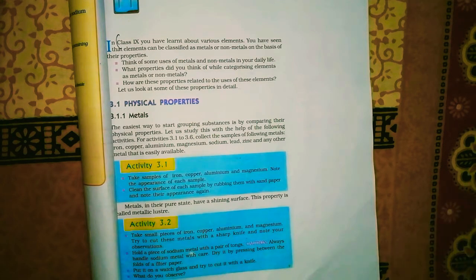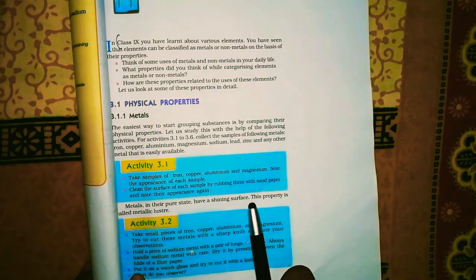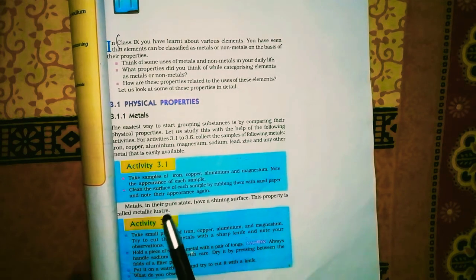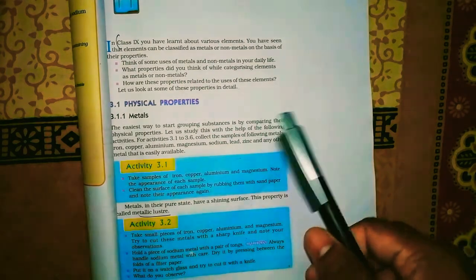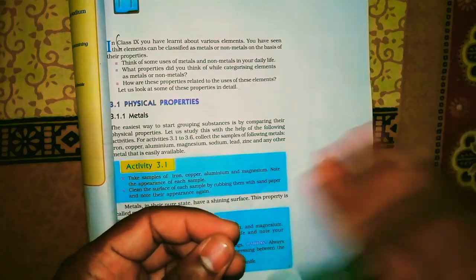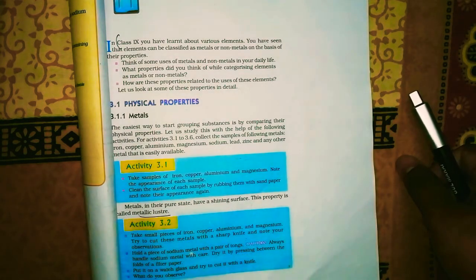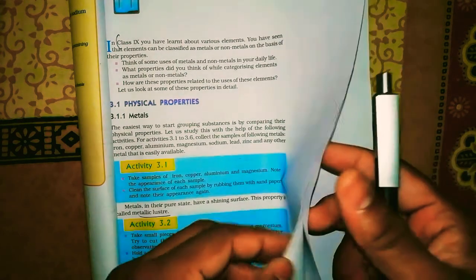But if you see the properties of metals, especially, metals in their pure state have a shining surface. This property is called metallic luster. It's very, very important. That means they show the shining property. How can we know that? Take one iron piece and a sandpaper, and rub that iron piece with the sandpaper. What happens? You can see a shining surface appear while we rub the metal with the sandpaper, right? And you can look at the next topic.